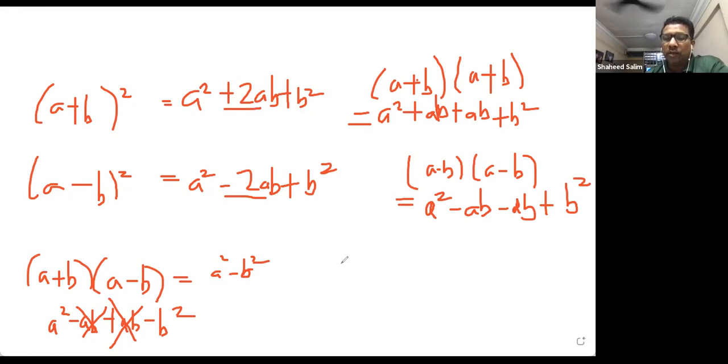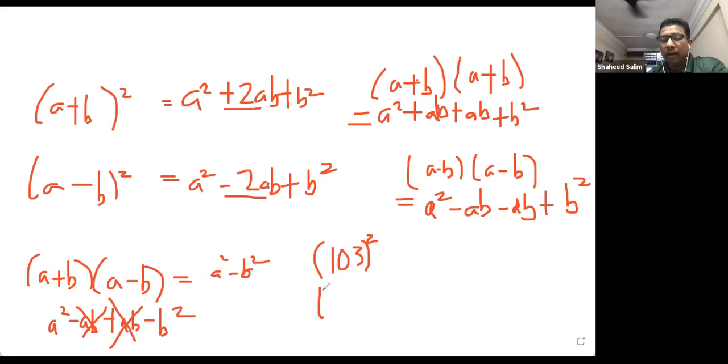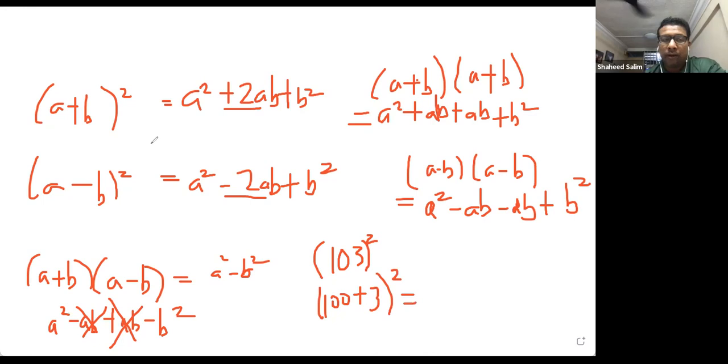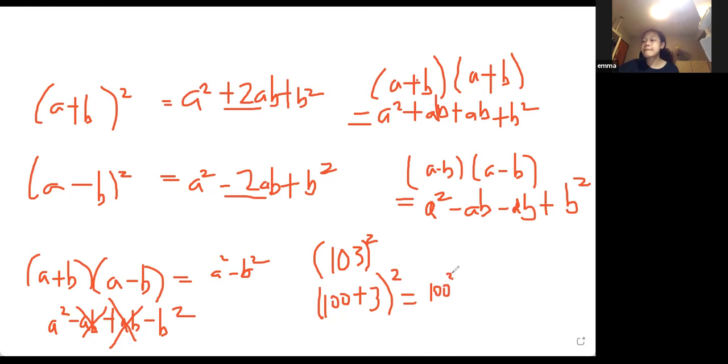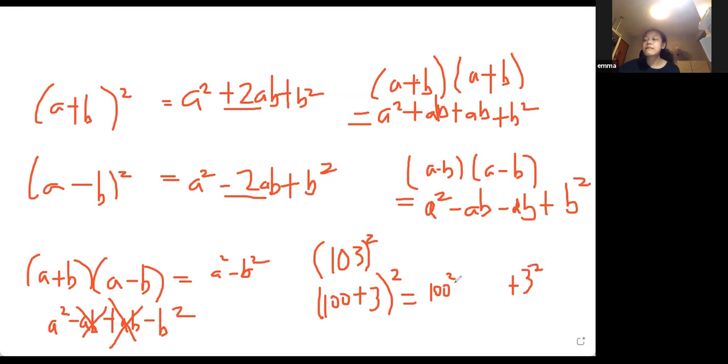Now, how to do this? Let's say I want you to find 103 square. So what I can do is take 100 plus 3 and then square it. If we look at it, A will be squared, that means 100 will be squared. You see here? A is the first one, it's going to be squared. B is the last one, it's going to be squared. So the last one will also be plus 3 squared. Can you see what I'm doing?